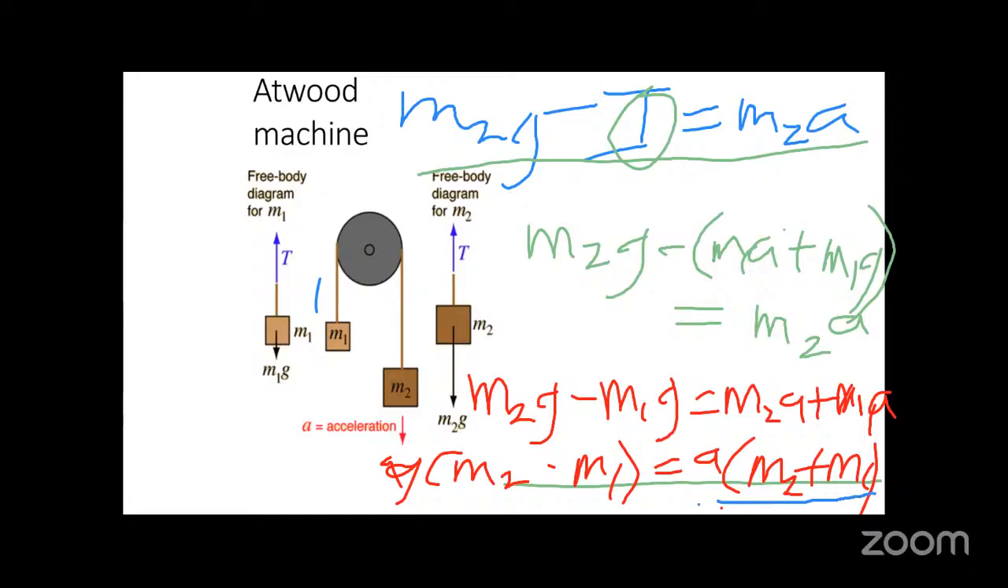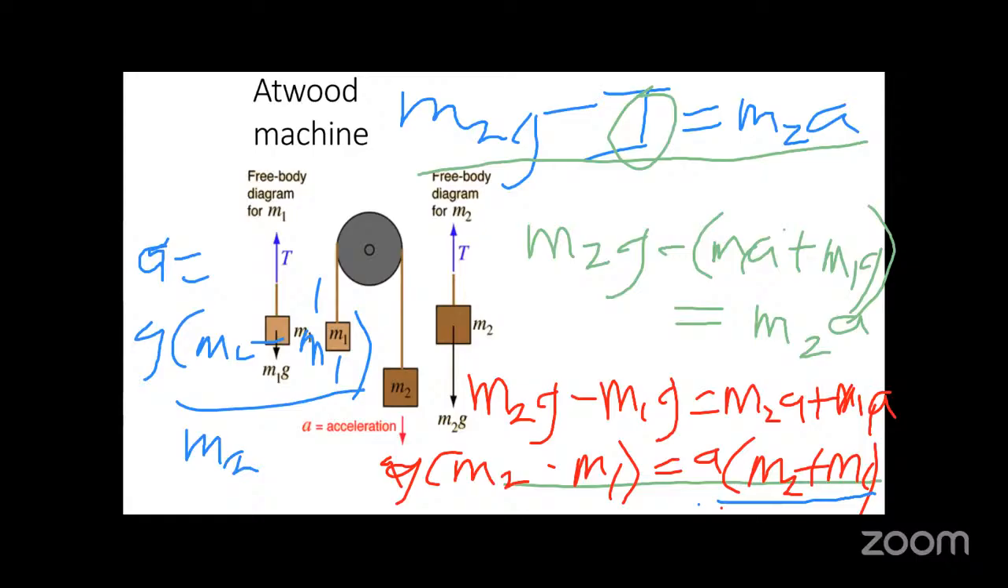So that will finally give us A becomes G into M2 minus M1 all over M2 plus M1. So that is our A.